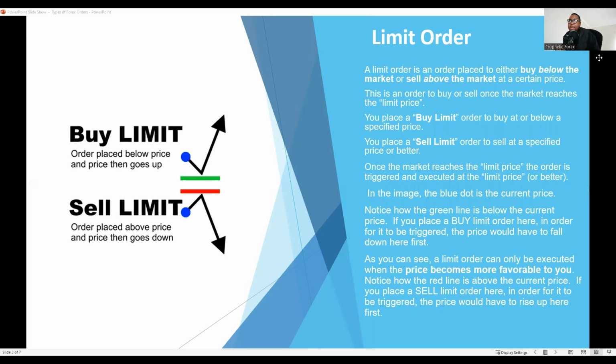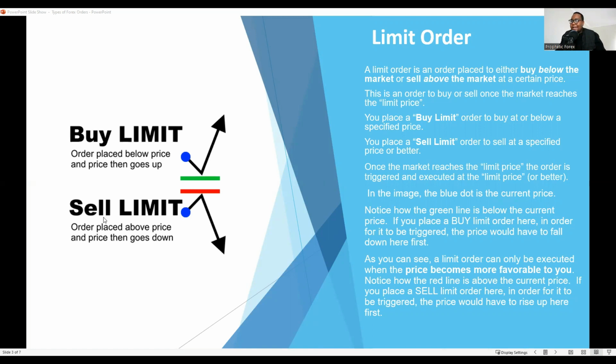So once the market reaches the limit order, the order is now triggered and executed at the limit price, the price you specified. In the image there, you can see the blue dot right here that shows the current price, right? And of course, you can just imagine yourself placing the buy limit at this price. Once the price moves, it will automatically open that. Provided it goes in your direction, you will be in profits.